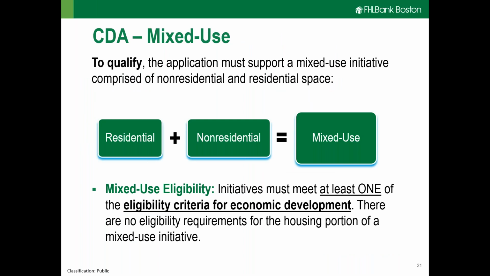Just like with the CDA Extra, the CDA side of the program does also offer a mixed use application. The distinctive difference between the CDA Extra application and the CDA is that you only need to provide eligibility documentation for the non-residential component. You would only need to tell us how many residential units are in the structure, but you do not need to provide income documentation for the residents that will be occupying that space.